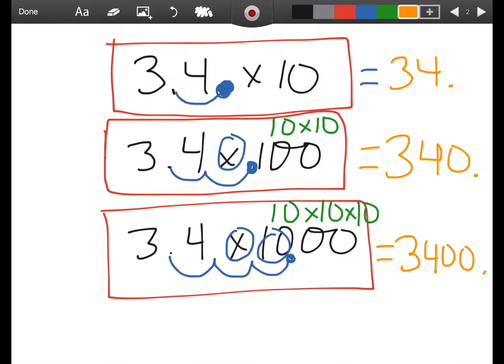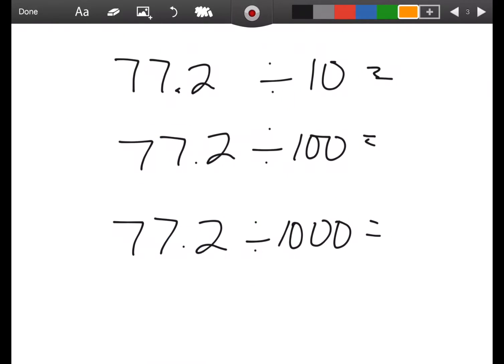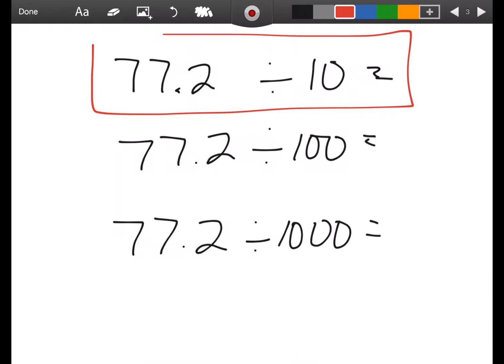Now, before we can move on to multiply decimals, we have to look at one more concept. Just like multiplying by 10, we can also quickly divide a decimal by 10, 100, and 1,000. So we're going to start off with the first one here. If we're dividing a decimal by 10, we're literally going to do the exact opposite of when we multiplied it by 10. So notice when we multiplied it by 10, we moved it one time to the right. So we move the decimal one time this way.